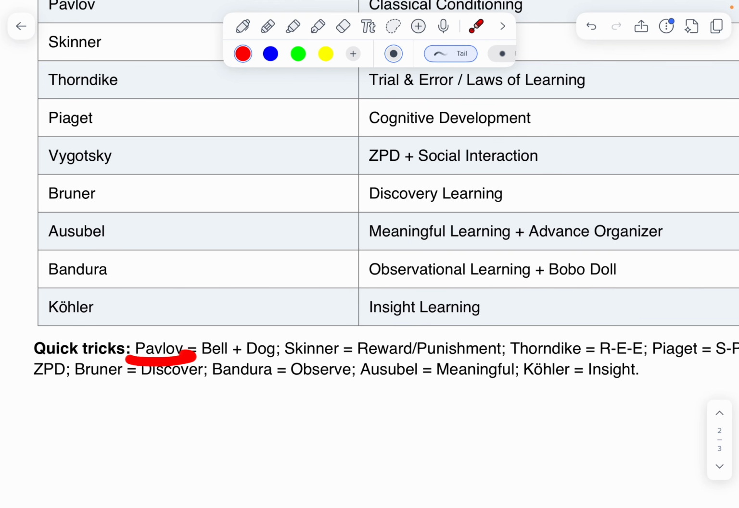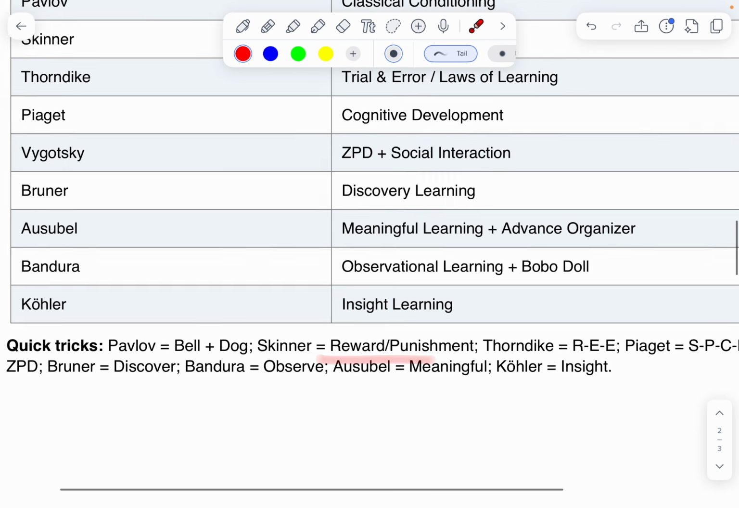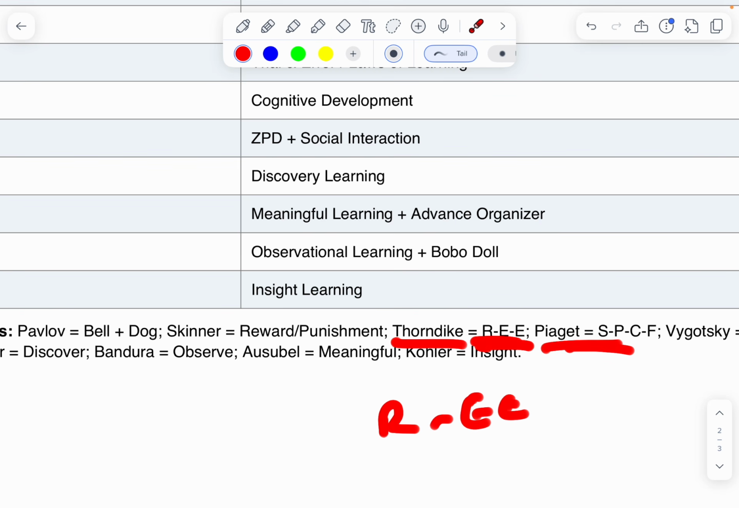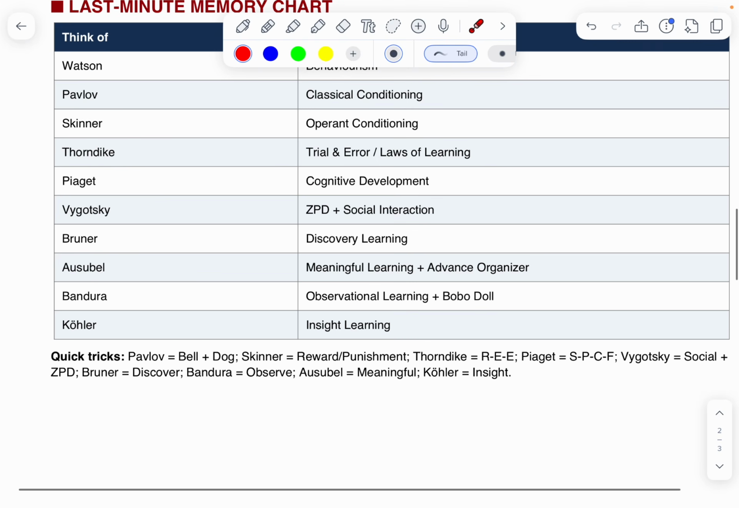And tricks: Pavlov is bell plus dog. Skinner is reward or punishment. Thorndike is the laws of readiness, exercise and effect. Piaget, you already know about this.